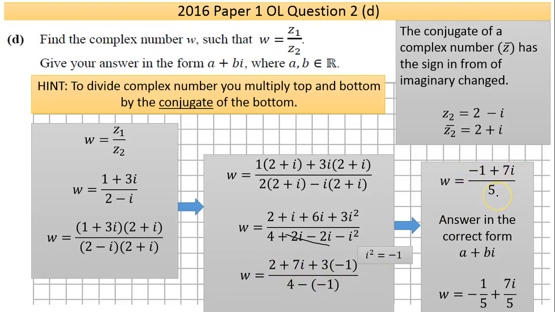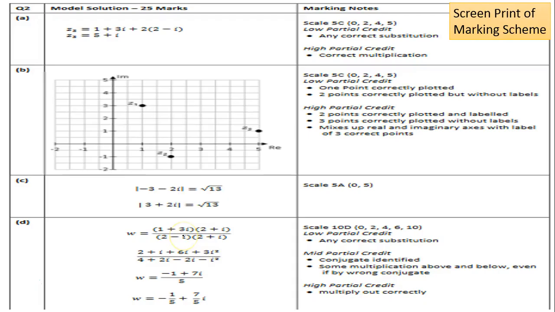Now that's not in its full state. What I need to do here is rearrange it into two separate fractions. So it's the same thing as minus 1 divided by 5 plus 7i divided by 5. And they've stated in the question that they want it in the form a plus bi, not a plus bi all divided by something else. Okay, so that's part D.